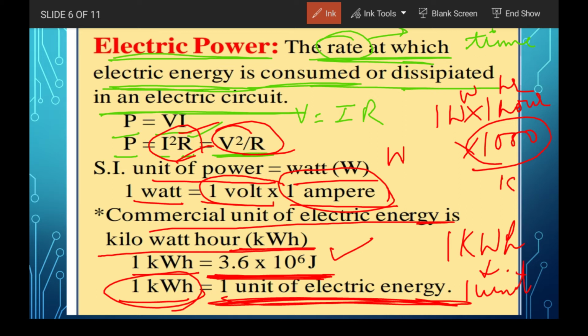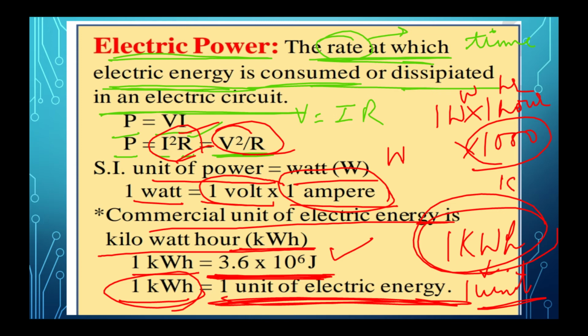You might have heard your father or mother say that this many units have come in your electric bill this time, and this many units are being consumed. These units stand for 1 kilowatt hour. If somebody says that 250 units are consumed in your 1 month of electricity bill, then it means 250 kilowatt hours. 1 kilowatt hour is equal to 1 unit.